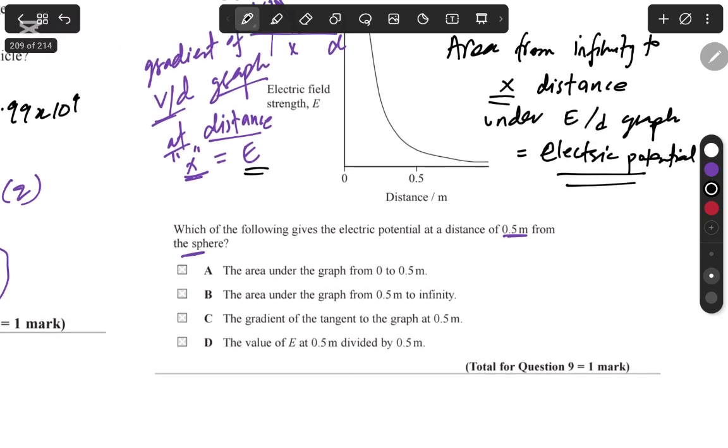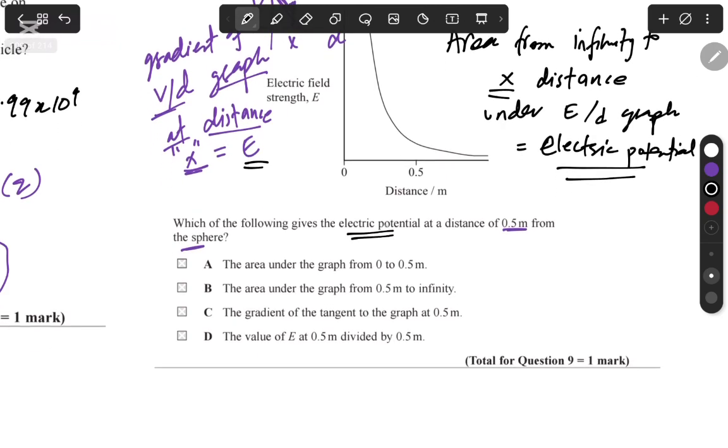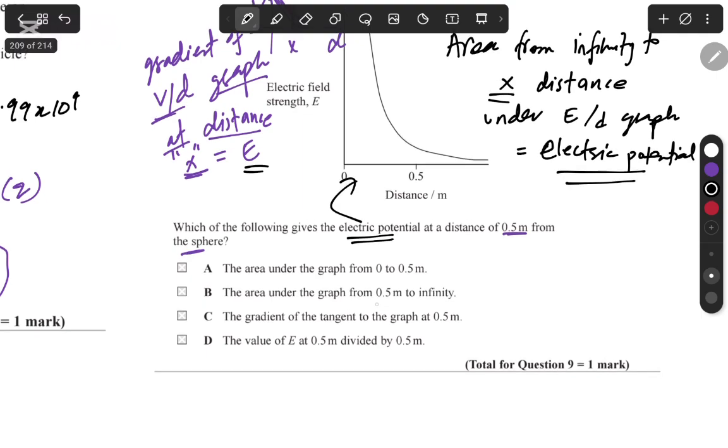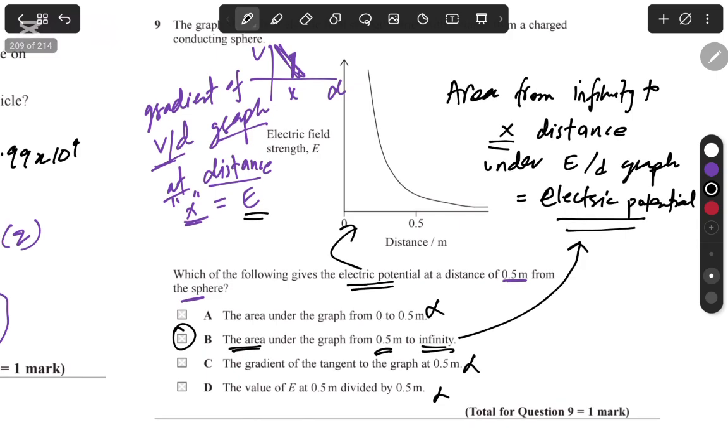Okay, so to answer this question, we need the electric potential from this graph, and that's just going to be the area underneath the graph from 0.5 to infinity. So it's going to be B. Not from 0 to 0.5, but from 0.5 to infinity. Okay, so A is not correct, and then C and D are obviously not correct because I've already told you that area underneath the graph is going to give us the electric potential value from infinity to that distance that we're looking for, which is 0.5 in this example.